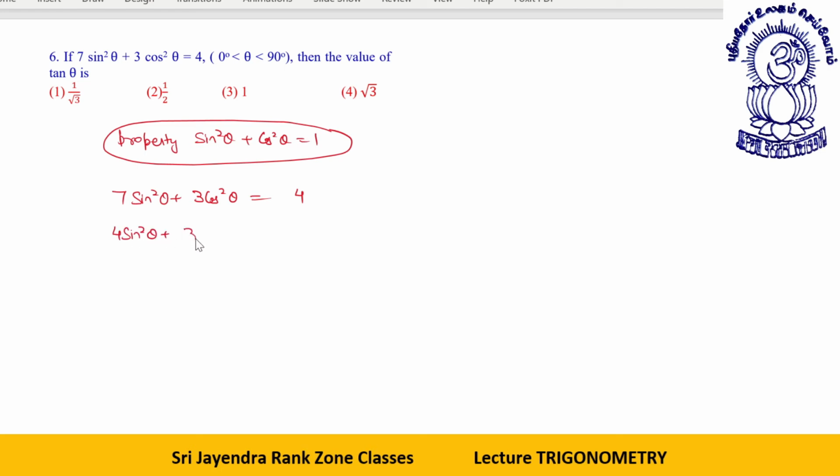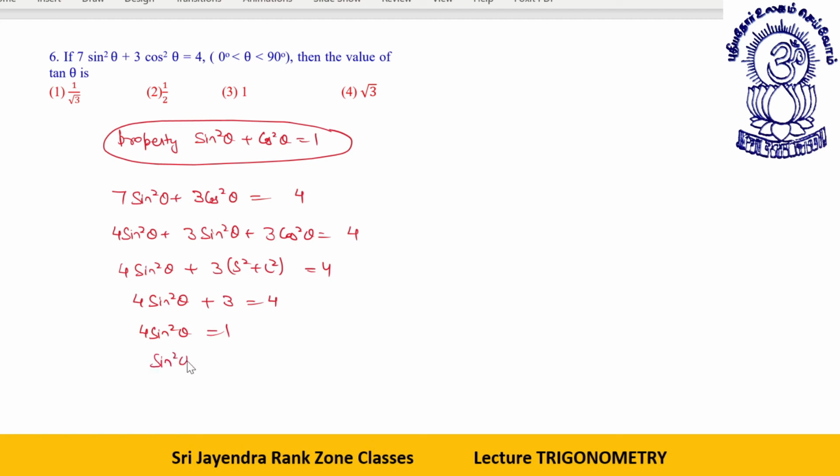Or I can say 4 sine square theta plus 3 sine square theta plus 3 cos square theta is equal to 4. This gives me 4 sine square theta plus 3 into sine square plus cos square is equal to 4, or 4 sine square theta plus 3 is equal to 4. That gives me 4 sine square theta is equal to 1, or sine square theta is equal to 1 by 4. Okay, so far clear? Sine theta is equal to half.